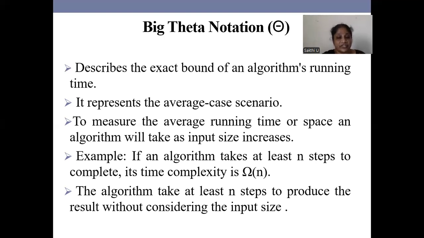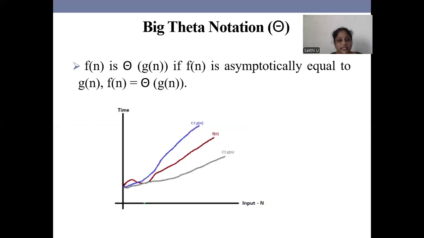To measure the average running time or space of an algorithm with respect to input size n, that is called big theta notation. It takes at least n steps to produce the result without considering the input size. Here we have two functions, g of n and g1 of n. That is, f of n is greater than c1 of g of n and less than c2 of g of n. Because it's average case, there are two conditions.